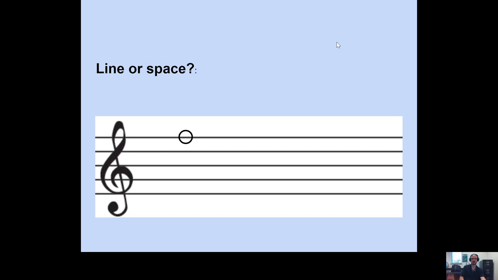So now what we're going to do is practice identifying lines and spaces. You can do this by yourself while watching this video. See the note, and if it's on a line like this one, then you say line. And if it's on a space, then you say space. And then we'll see how many of them are right. So is this on a line or a space? This one's a line. What about this one?